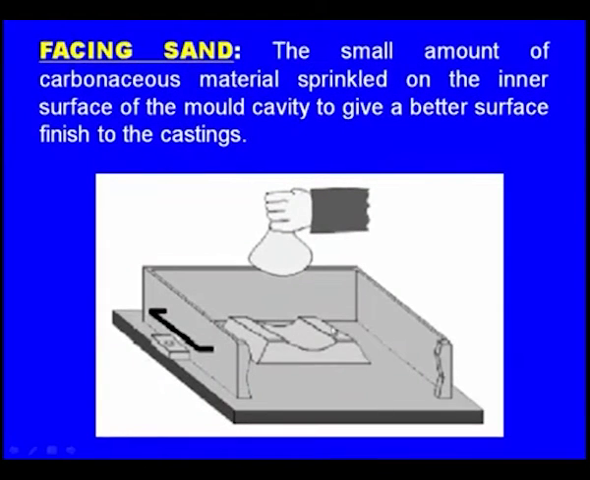So that is why over this pattern, before we compact the sand around the pattern and above the pattern, we sprinkle a fine carbonaceous material. Carbonaceous material is sprinkled, a thin layer is created around the pattern. So because of that, the rough surface or the rough texture of the pattern will have a minimum effect on the surface roughness of the solidified casting. So that is all about the facing sand.